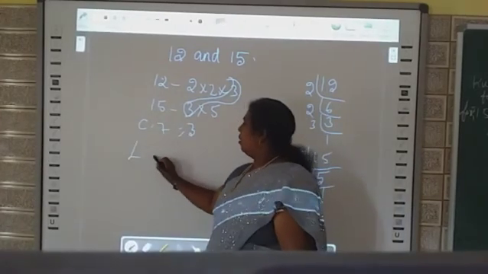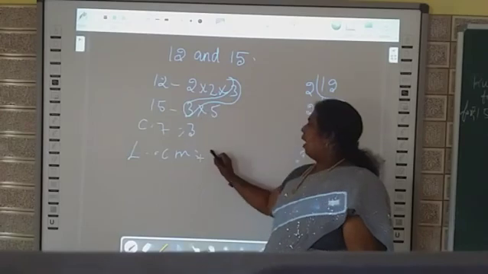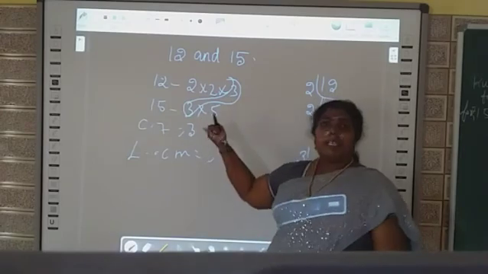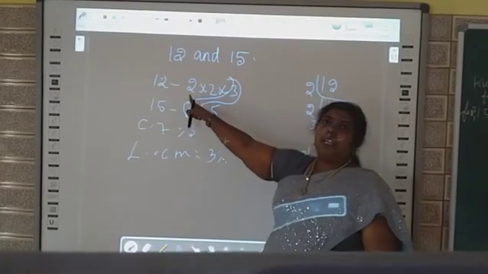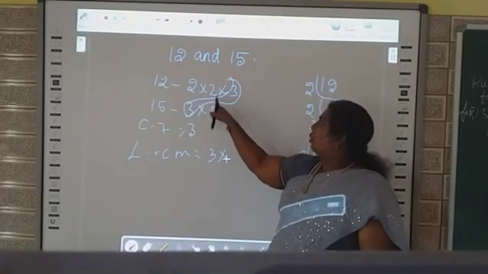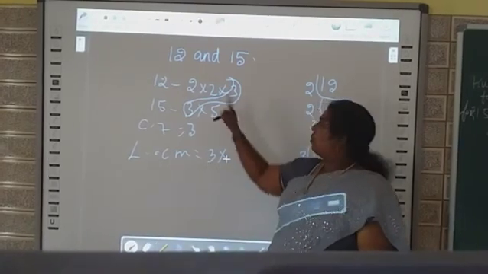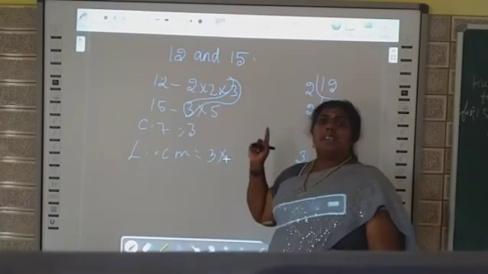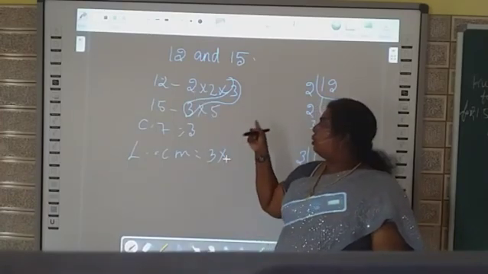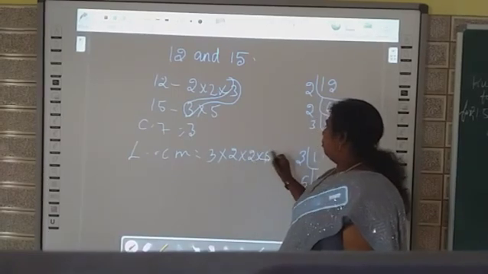So to find the LCM, lowest common multiple is common factor into uncommon factors also. Uncommon factors means the remaining numbers, that means 2 into 2 into 5. First you have to write the common factor, that is 3. Then into the uncommon factors also. Uncommon factors are 2 into 2 into 5. So you have to multiply those numbers also.